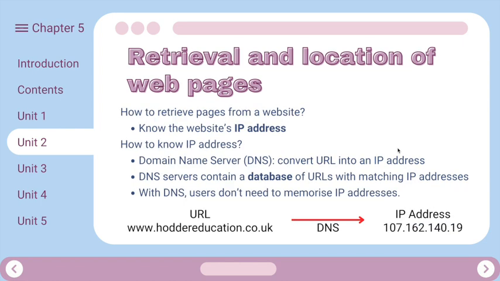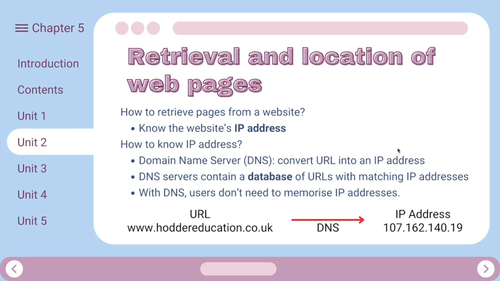So, how do browsers retrieve pages from a website? The browser needs to know the website's IP address. How can we or the browser know the IP address of websites and web servers? We can make good use of DNS, an abbreviation of Domain Name Server. DNS will convert a URL into an IP address the computer can understand.